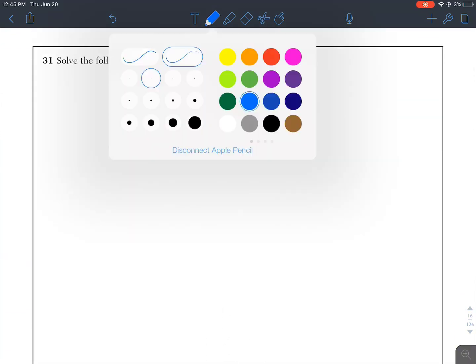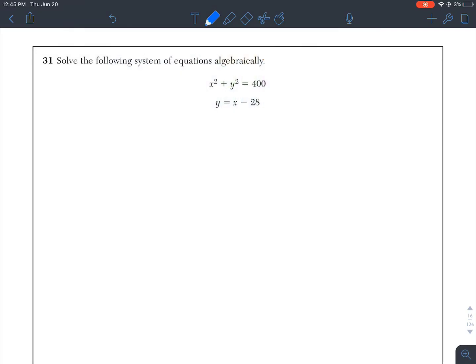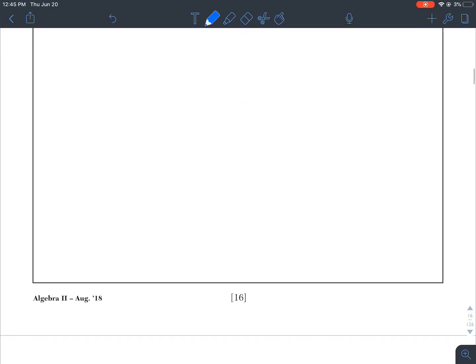Solve the following system of equations algebraically. I just did this problem in the homework set. If you want to see this, I believe it was in one of the most recent homework sets. It's a substitution one, so the first step is you just substitute this for y. The factoring ends up being pretty ugly because the numbers are big, but you can just solve for x and y here.